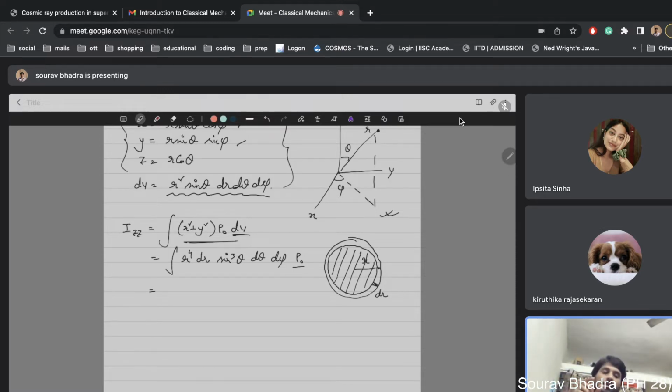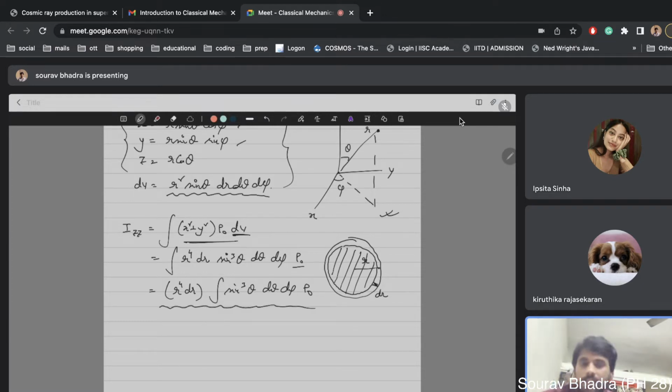Now for a spherical shell, we don't have to do the integration over r, because the width is only dr, and inside the dr, the inner part is exactly hollow. So we can take the r dependency out of the integration, and the integration will be sin cube theta d theta d phi rho 0. So it is for a spherical shell.